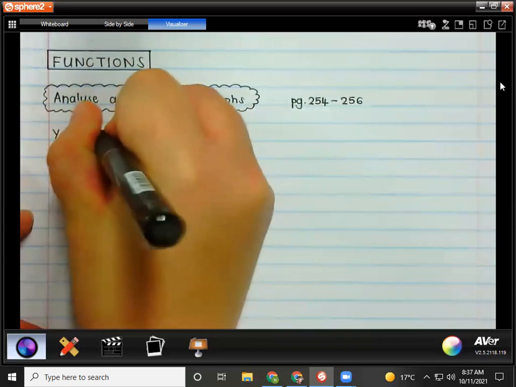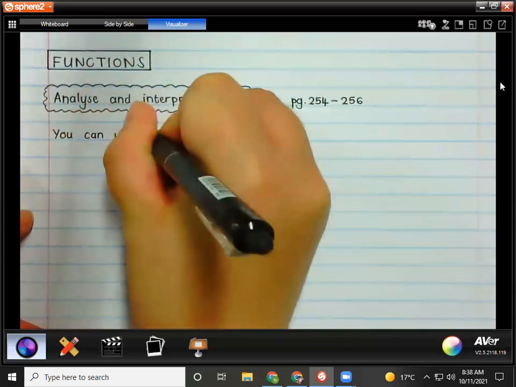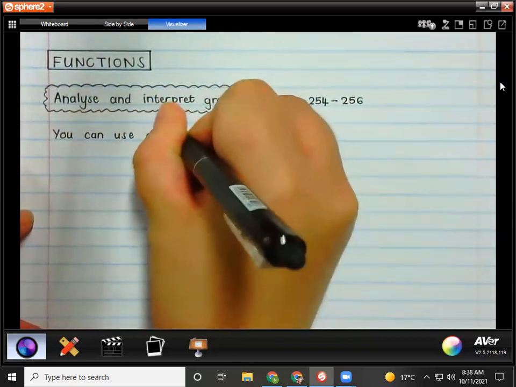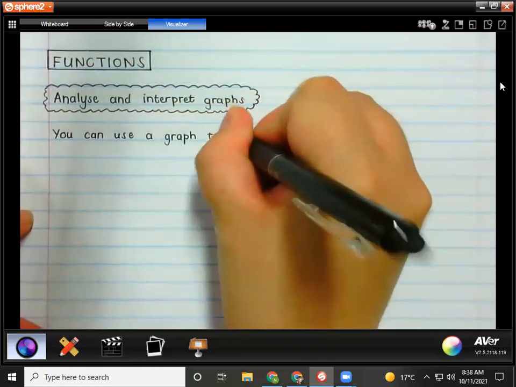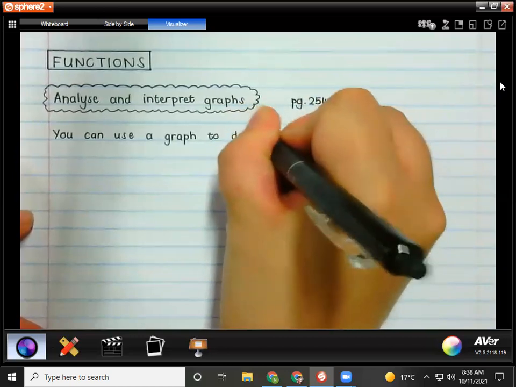You can use a graph to describe a relationship between two quantities.